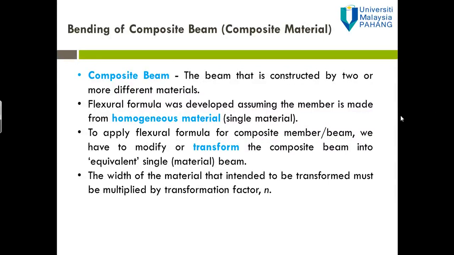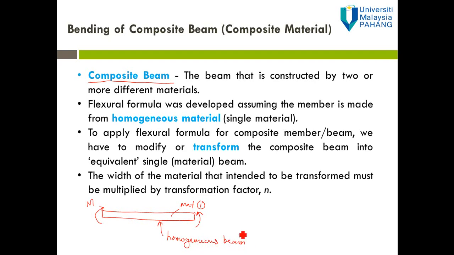Okay, composite beam. Let's start with the definition of a composite beam. A composite beam is a beam that is constructed from two or more different materials. For example, if we have a beam that is made from only a single material, which is material 1, and then subjected to bending moment M, this is what we call a homogeneous beam.